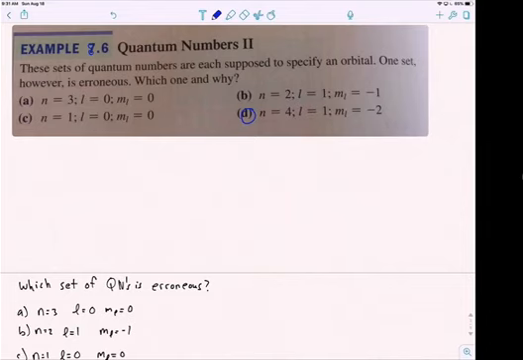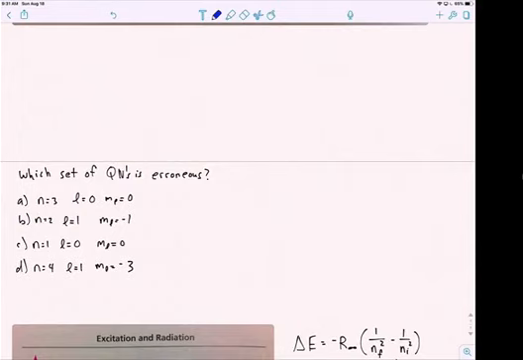That means l can be 0, 1, 2, or 3. l being 1 is fine. If l is 1, m sub l has to be minus 1, 0, 1. m sub l being minus 2 is wrong. This is the one that's erroneous. That's because m sub l can only be minus 1, 0, or 1 based off of that. Or l can be 2, that would be fine as well. So let's see if you can figure out which set of quantum numbers is erroneous. So think about this. And same logic, it's that one.